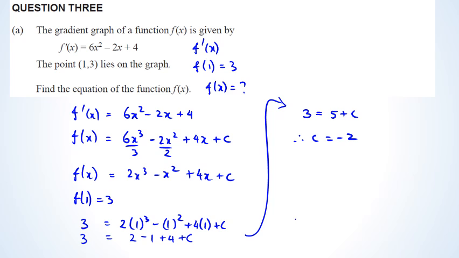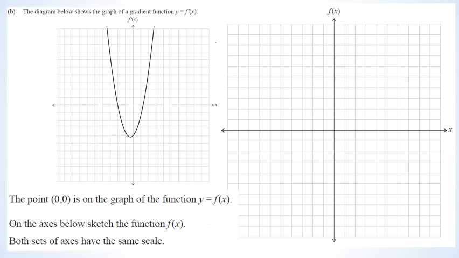Again, you can't leave your answer there. You've got to write your full equation, which means y equals 2x cubed minus x squared plus 4x minus 2. And yeah, that's what you need to do for an achieved for this question.